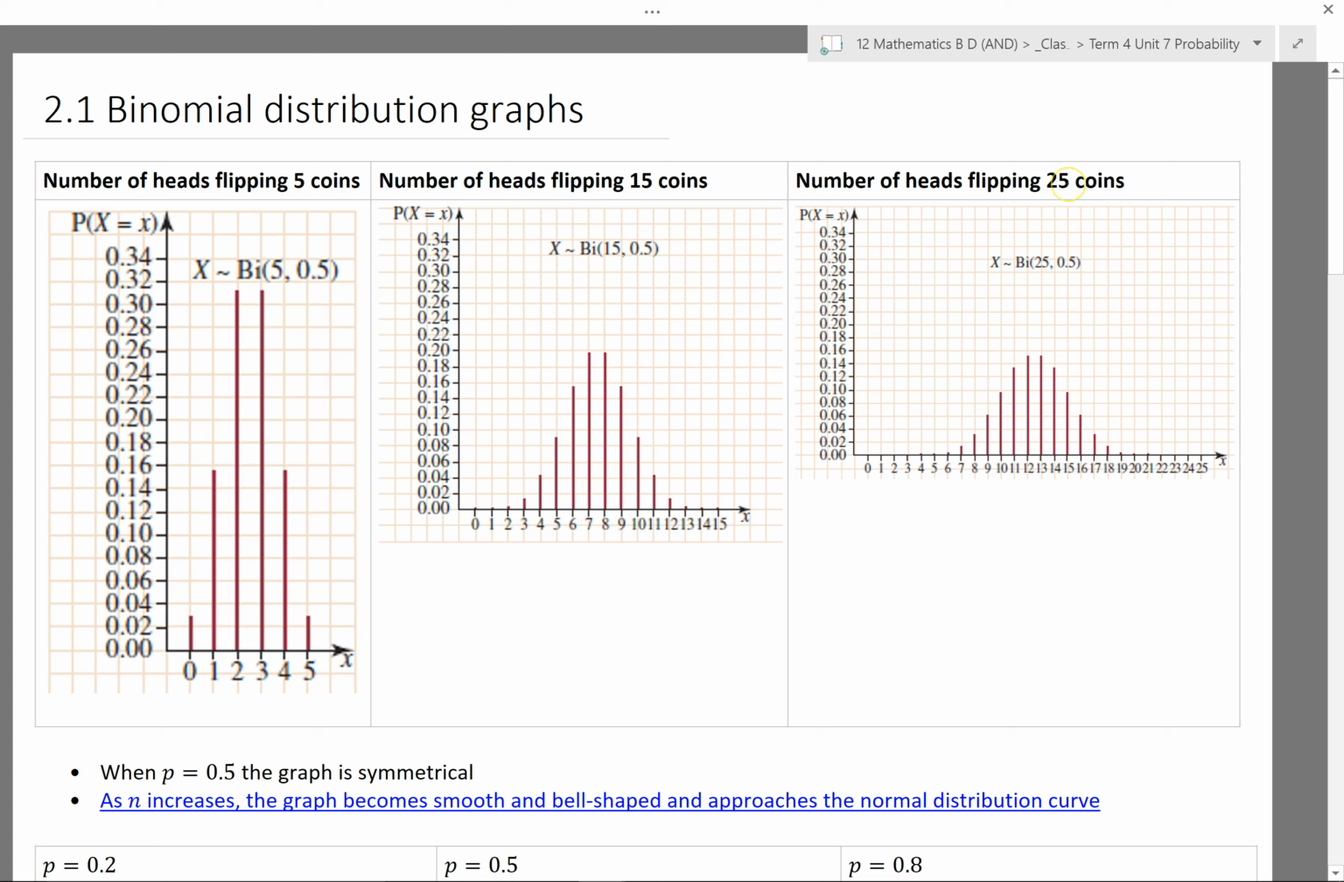If we increase it again to 25, it's almost impossible to get no heads, almost impossible to get all heads. More than likely, it'll be happening around the 12 or 13, or really from 9 to 16 or 17. And we can see it really starting to make that sort of a bell-shaped curve. So things to note: when the probability of success is 0.5, the graph is symmetrical, and as the number of trials increases, the curve becomes smoother.